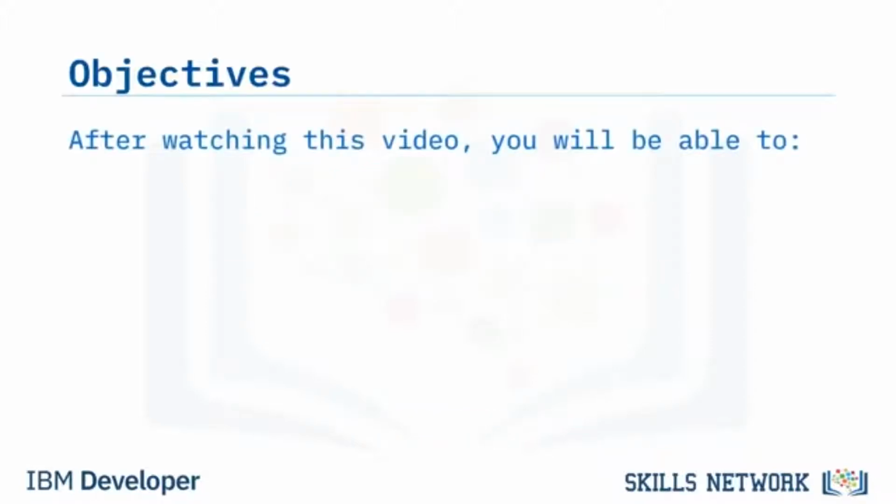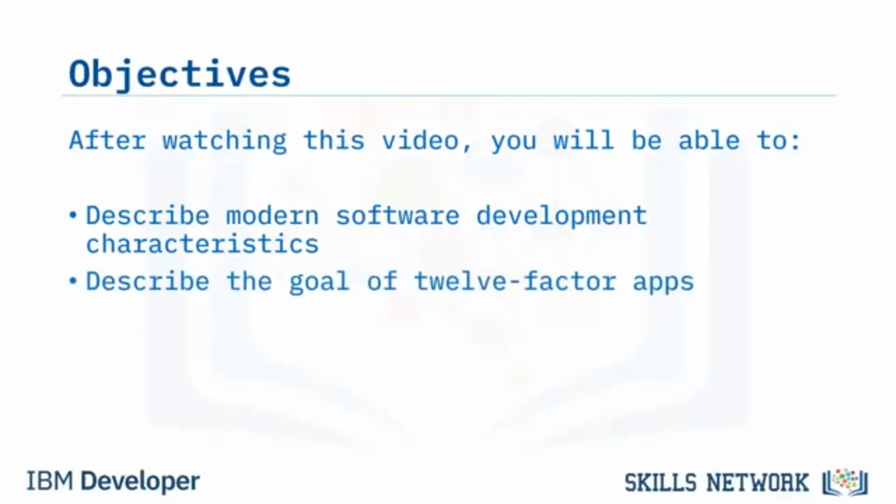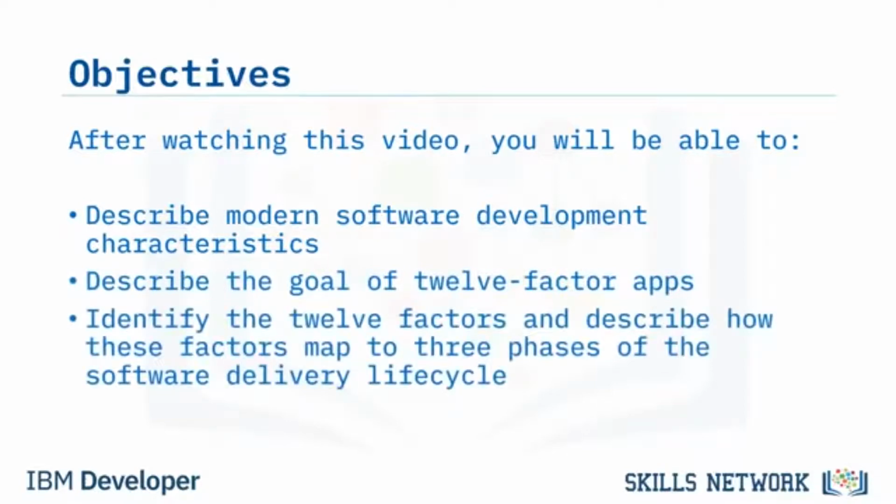After watching this video, you will be able to describe characteristics of modern software development, describe the goal of 12-factor apps, identify the 12 factors, and describe how these factors map to 3 phases of the software delivery lifecycle.